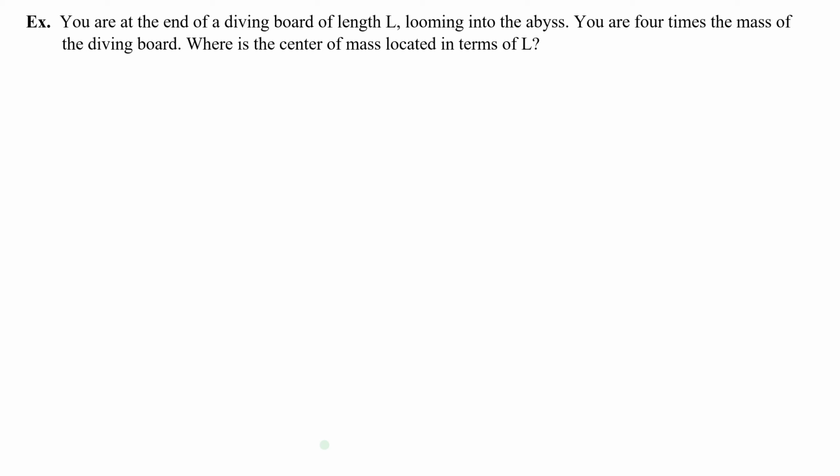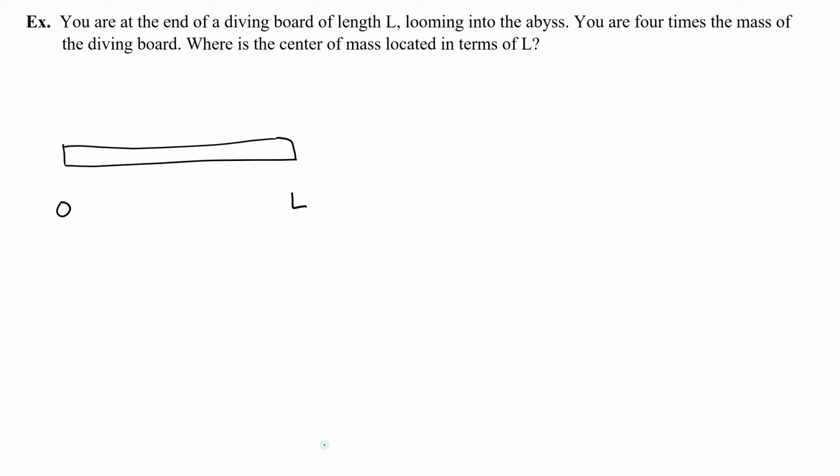You are at the end of a diving board of length L looming into the abyss. You are 4 times the mass of the diving board. Whoa. Where is the center of mass located in terms of L? Okay, so in this problem, I'm going to draw a diving board, but I'm terrible at drawing, so I'm going to draw just a rod or a board or something like that. And it's going to have a length of L, so I'm going to put 0 on the end and L here on the right to represent it kind of as a number line.